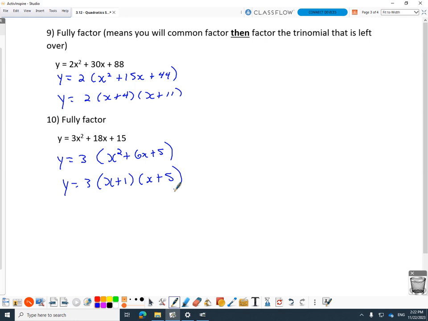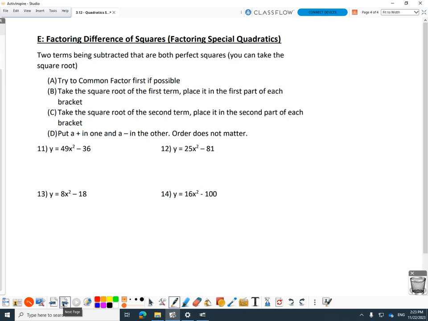Okay, last one, right? I got one more to go in today's review. Factoring difference of squares. Try to common factor first, and then look to see if there are things squared in there. This first one, 49x squared minus 36.